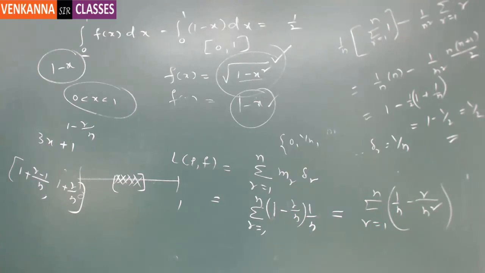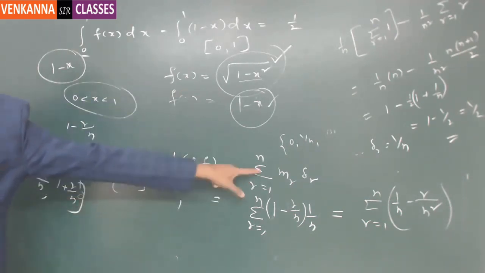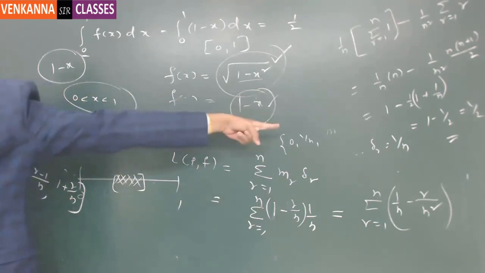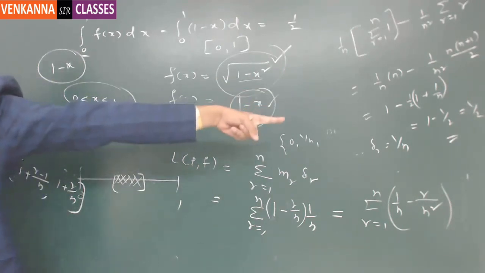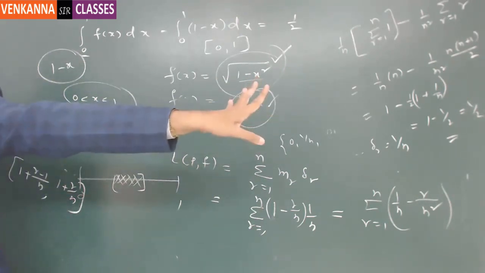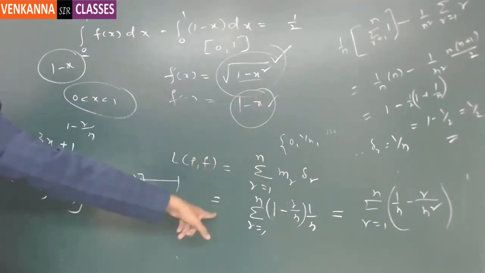Is the ideology clear? You can take a partition also. By taking the partition, writing small mr here, you can apply the limit n tends to infinity, so that you will get 1 minus 1 by 2, the value is 1 by 2. This is the calculation for LPF.